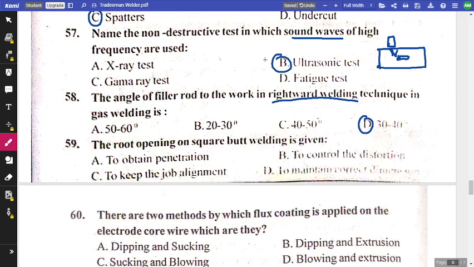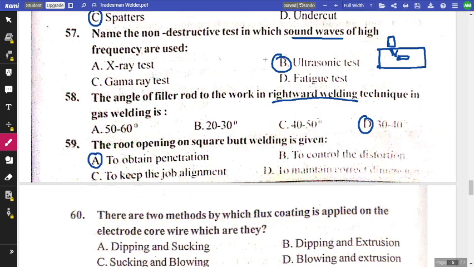The root opening on square butt welding is given to obtain penetration, to control the distortion, to keep the joint alignment, or to maintain the condenser. The correct option is to obtain penetration. We provide a root gap to obtain proper penetration.